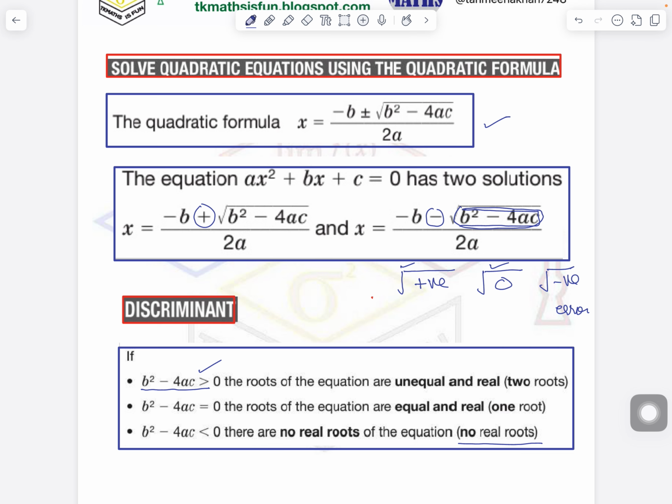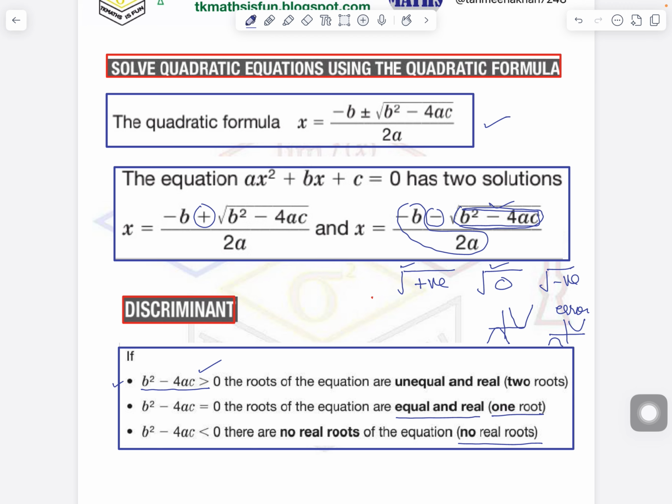When you get 0, it means you have only the term minus b over 2a left in the formula, because the root turned into 0. Graphically, that is the situation when the graph is touching the x-axis, either this way or this way. So that's why it is called equal real roots or one root. Whereas in the negative case, the graph is totally above the x-axis. It doesn't touch the x-axis.